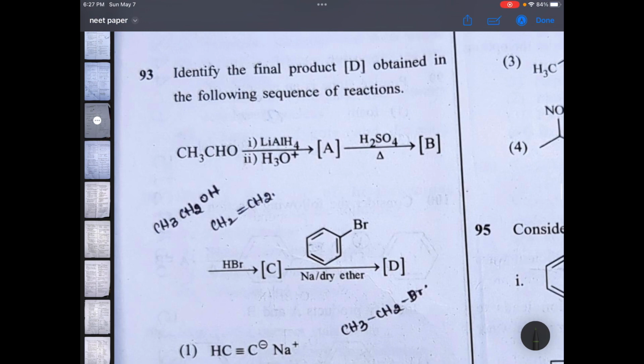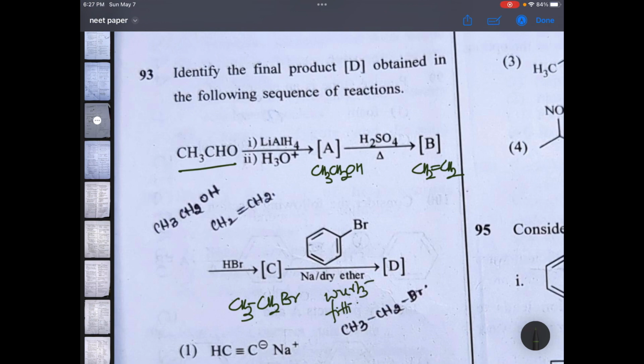Identify the final product obtained in the following sequence of reaction. First CH3CHO. When it is undergoing reduction, it forms alcohol. So concentrated sulfuric acid, this is CH2 double bond CH2. And when you are adding this CH3CH2Br, now this is Wurtz-Fittig reaction. In Wurtz-Fittig reaction, this bromine and bromine will go and it is going to form.